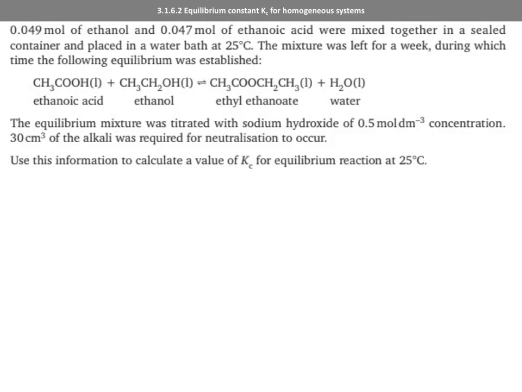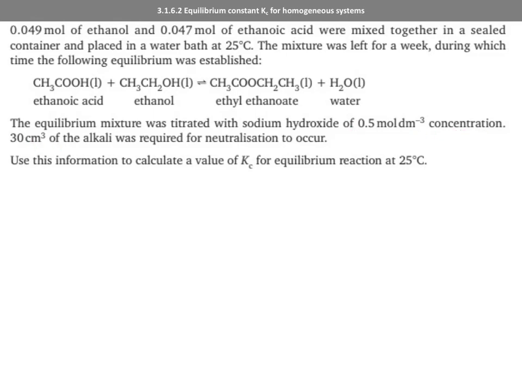Now they've given us the initial moles of ethanol and the initial moles of ethanoic acid, but those are the only molar quantities that they've given. The thing that's a little bit different here, but this shows how you could determine it in a practical or experimental sense, is they've told us about an alkali, they've given us a concentration, and they've told us how much was needed for neutralization to occur. If we look at the equilibrium reaction, only one of these 4 substances is an acid. That's ethanoic acid.